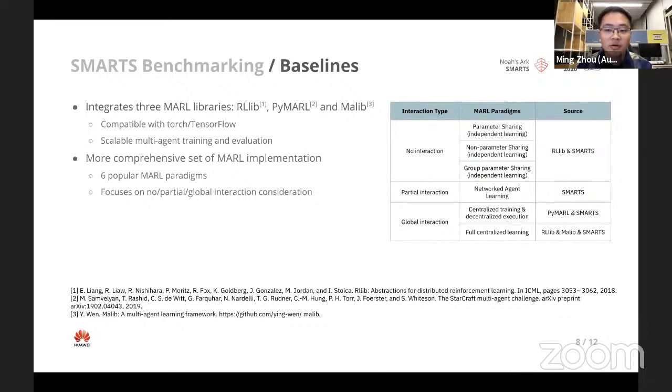Generally speaking, multi-agent RL algorithms can be classified into six paradigms in different learning manners, as shown in the table. From the perspective of interaction, we can also categorize them into non-interaction, partial interaction, and global interaction, respectively. As a benchmark, a more comprehensive set of algorithms would be more interesting and functional, but the integration of these three libraries cannot satisfy this requirement. So in our current implementation, we cover these paradigms and give some typical algorithms from them, and you can get more details from our paper and the code repository.